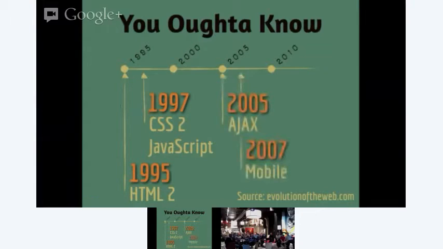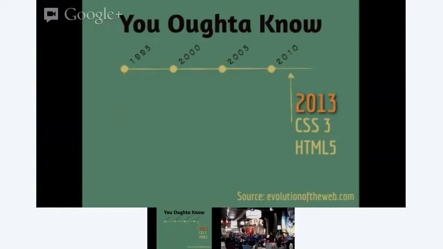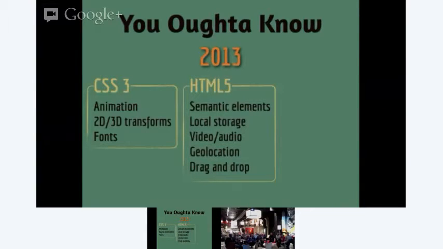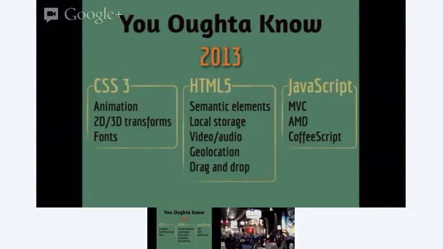And then in 2007, we have even more headaches with mobile development. And all right, 2013, we've got CSS3, HTML5. It's just a version bump, right? We're all set. Well, let's start to unpack that a little bit. CSS3 really comprises animation and 2D, 3D transforms and fonts, and HTML5, you've got this host of new semantic elements and local storage and video and audio and geolocation, and JavaScript is MVC and AMD, and really it's just evolved into a series of acronyms at this point.